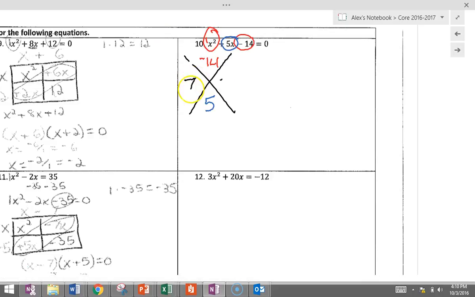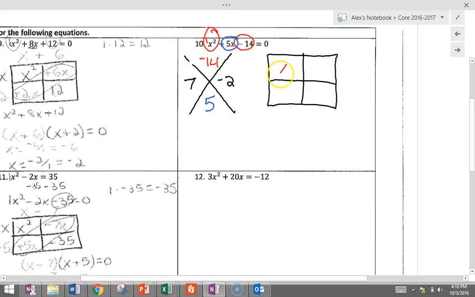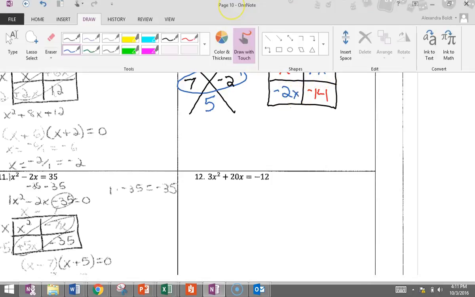Those are going to be 7 and negative 2, right? 7 times negative 2 is negative 14. 7 plus negative 2 is 5. So when I draw this new box, right, x squared and negative 14 stay the same. Those haven't changed. What changes is the 7 and negative 2. I have 7x here, negative 2x here.